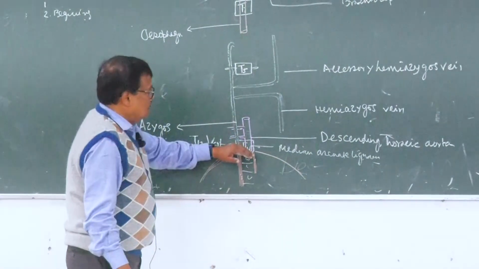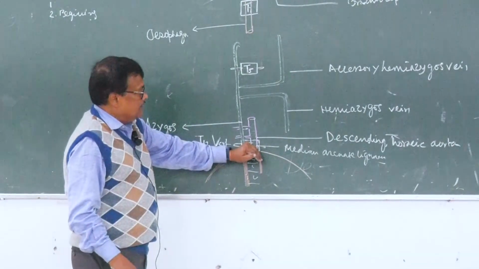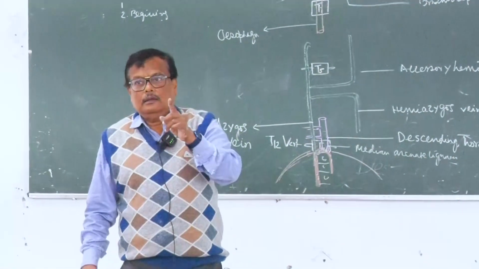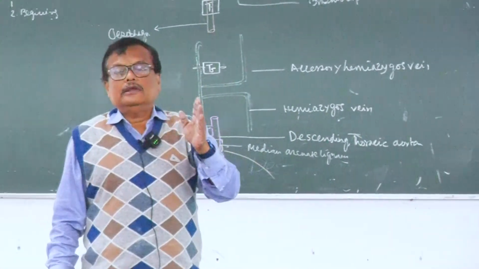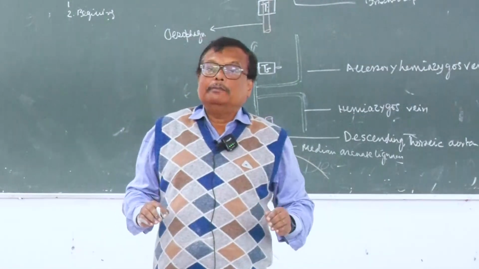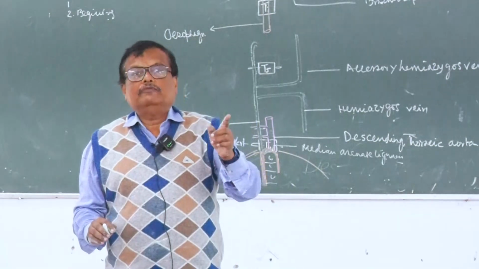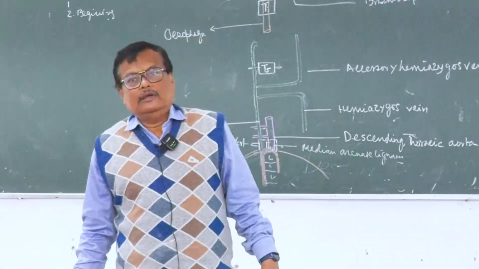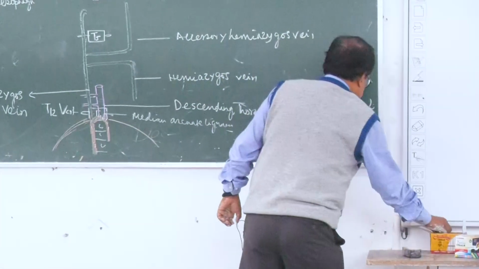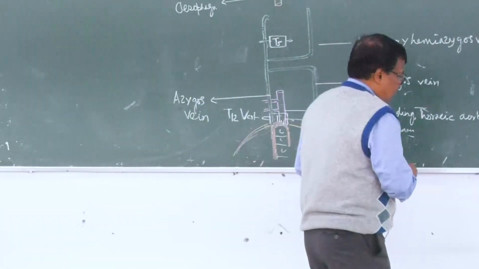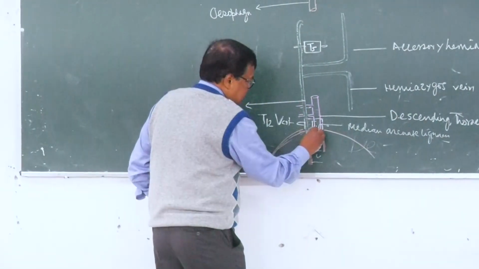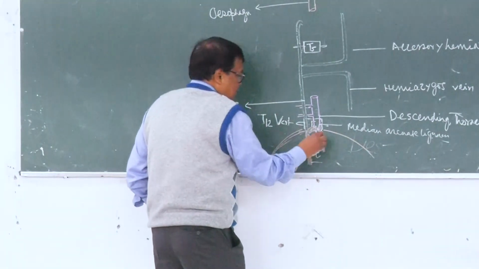So we now know there is a gap behind the median arcuate ligament. M for median: it is a single, midline arcuate ligament. And there are two other ligaments, the medial arcuate ligament and the lateral arcuate ligament. So this is the aortic opening, through which the descending thoracic aorta becomes the abdominal aorta.